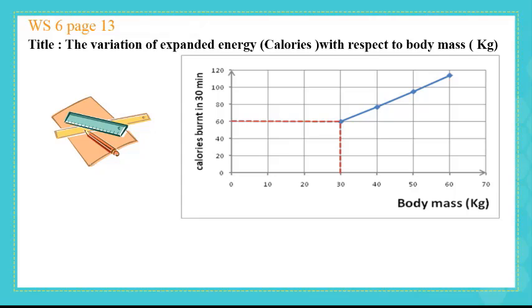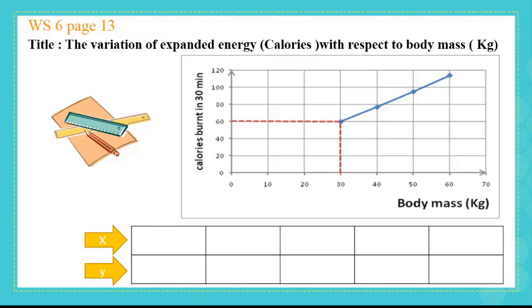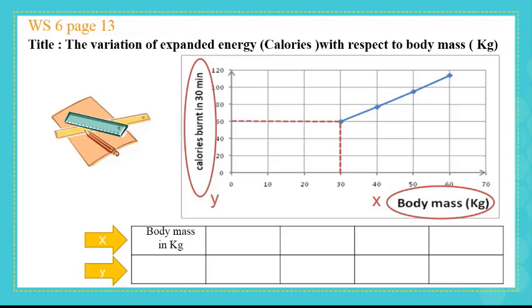Waiting for you. The first row is for variable 1 and the second row for variable 2. So, the first row for variable 1, which is located on the x-axis, and the second row for variable 2, which is located on the y-axis. Write body mass in kilograms in row 1, energy in calories in row 2.